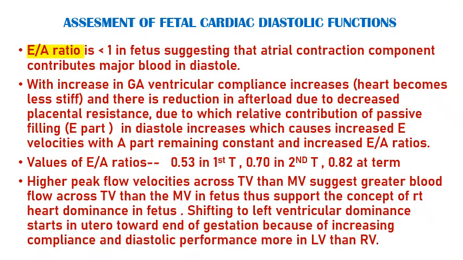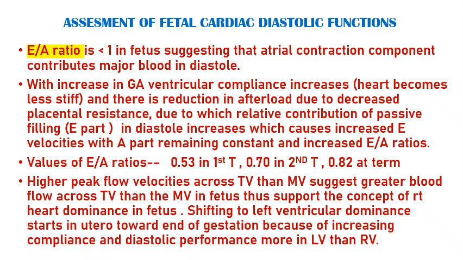E upon A ratio is less than 1 in the fetus, suggesting that the atrial contraction component contributes the major blood in diastole. With increase in gestational age, ventricular compliance increases, that is, the heart becomes less stiff, and there is a reduction in afterload due to decreased placental resistance, due to which the relative contribution of passive filling, that is the E part, in diastole increases, which causes increased E velocities, with the A part remaining constant, thus increased E upon A ratios. The value of E upon A ratio is around 0.53 in the first trimester, 0.7 in the second, increasing to 0.82 at term.